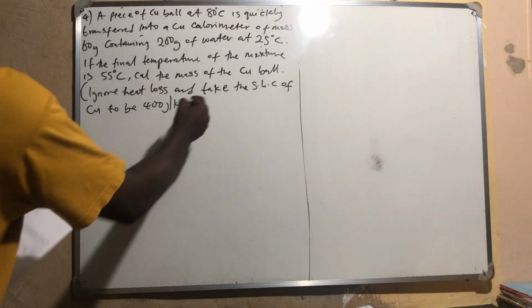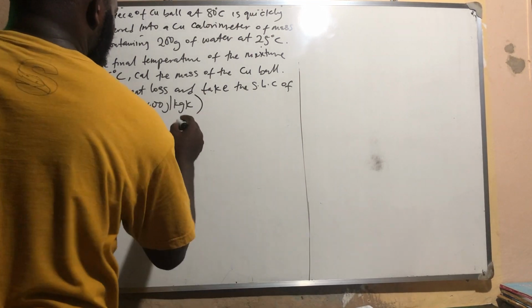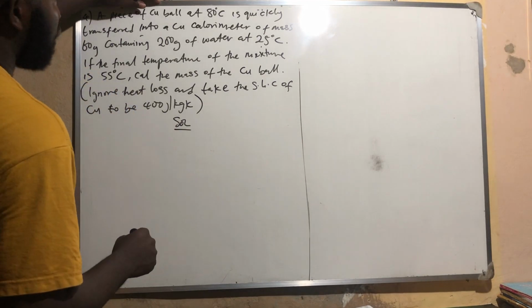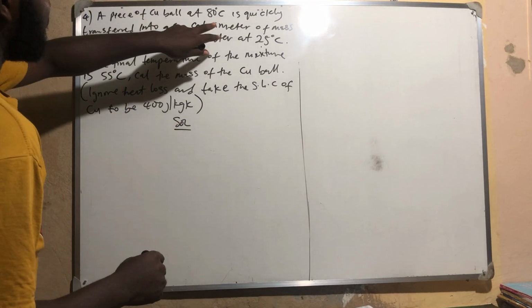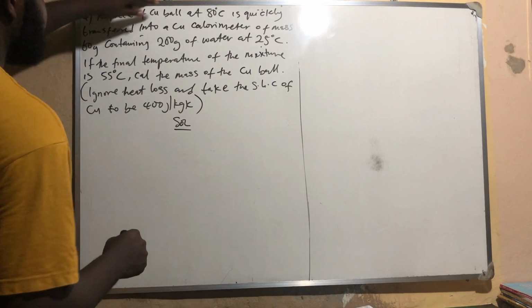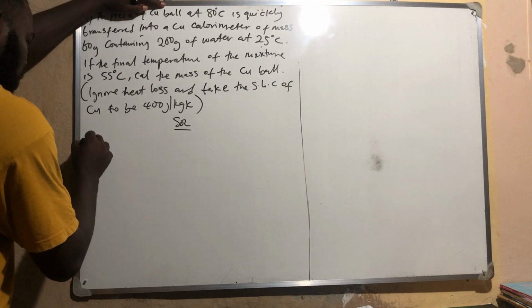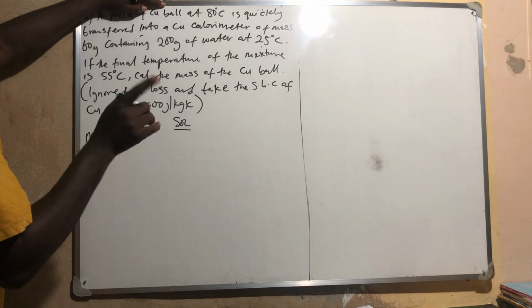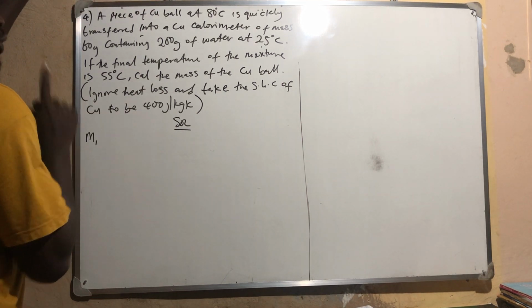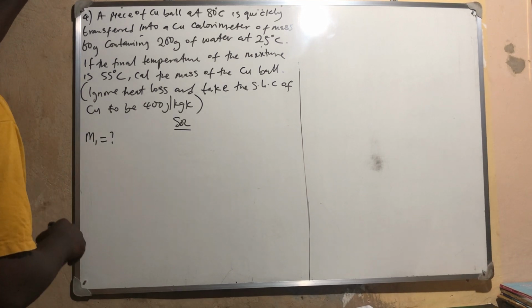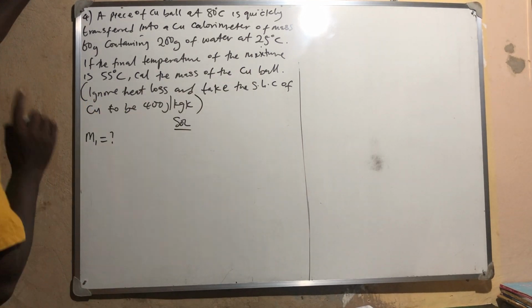Okay, so that is all they gave us. Solution. A piece of copper. Let's say that this copper is the first thing they mention, the copper ball. So let the mass of the copper ball be M1. Let everything about the copper be 1. So M1 is the mass of the copper ball, which we are asked to find. Calculate the mass of the copper ball, unknown.